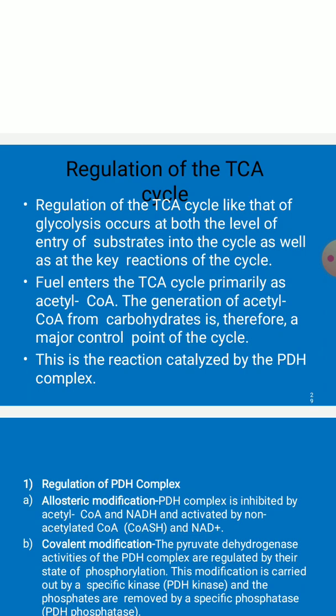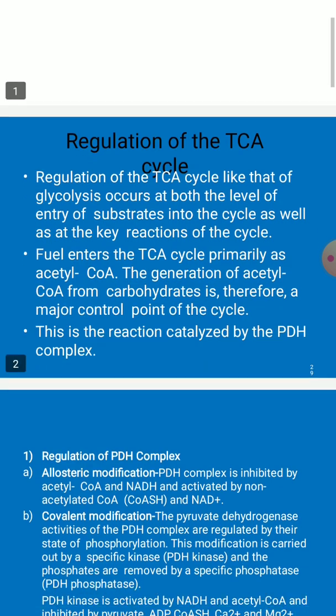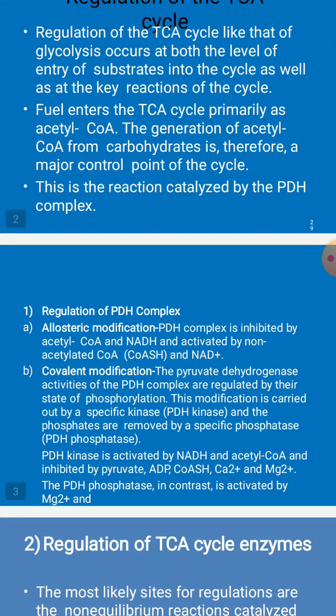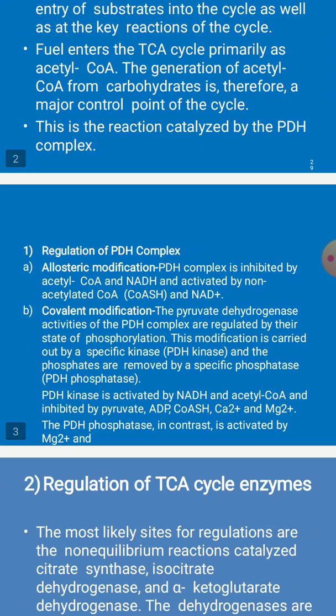This is the reaction which is catalyzed by the PDH complex, that is, pyruvate dehydrogenase enzyme or multi-enzyme complex. We have discussed in the last class the regulation as well as the mechanism of that. Coming to the regulation of this PDH complex, how are you going to regulate this? By allosteric modification and covalent modification. The first is the allosteric modification. This PDH complex is going to be inhibited by acetyl CoA itself.